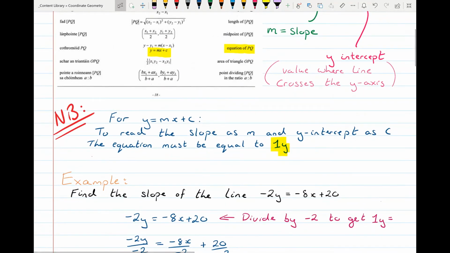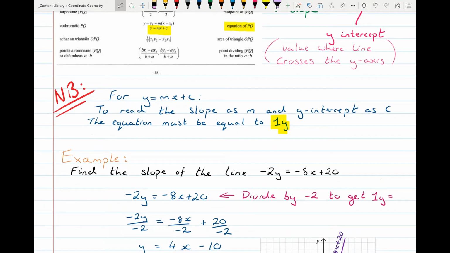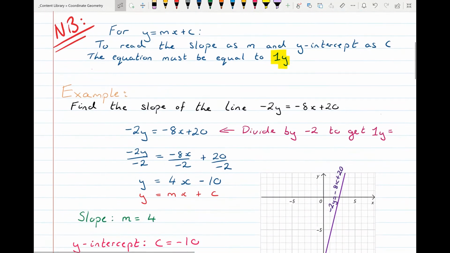First of all, for y equals mx plus c, in order to read the slope correctly and the y-intercept correctly, the equation must be equal to 1y. So if you have 2y, you will first need to divide everything in the equation by 2. If you had 10y, you would need to divide everything by 10 in order to correctly identify the slope and the y-intercept. Let's have an example of how we need to do that.